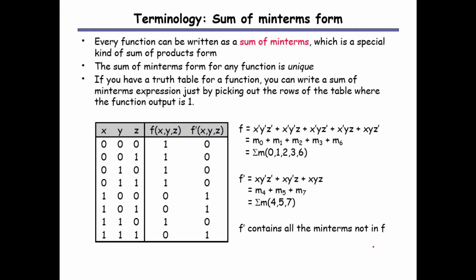Every function can be written as a sum of minterms, which is a special kind of sum of products form. The sum of minterms for any function is unique. If you have a truth table for a function, you can write the sum of minterms expression by picking out the rows of the table where the function output is 1. 0 0 0 0 0 0 0 0 1 0 1 0 0 1 1 1 0 0 1 0 1 1 0 1 0 1 1 1.